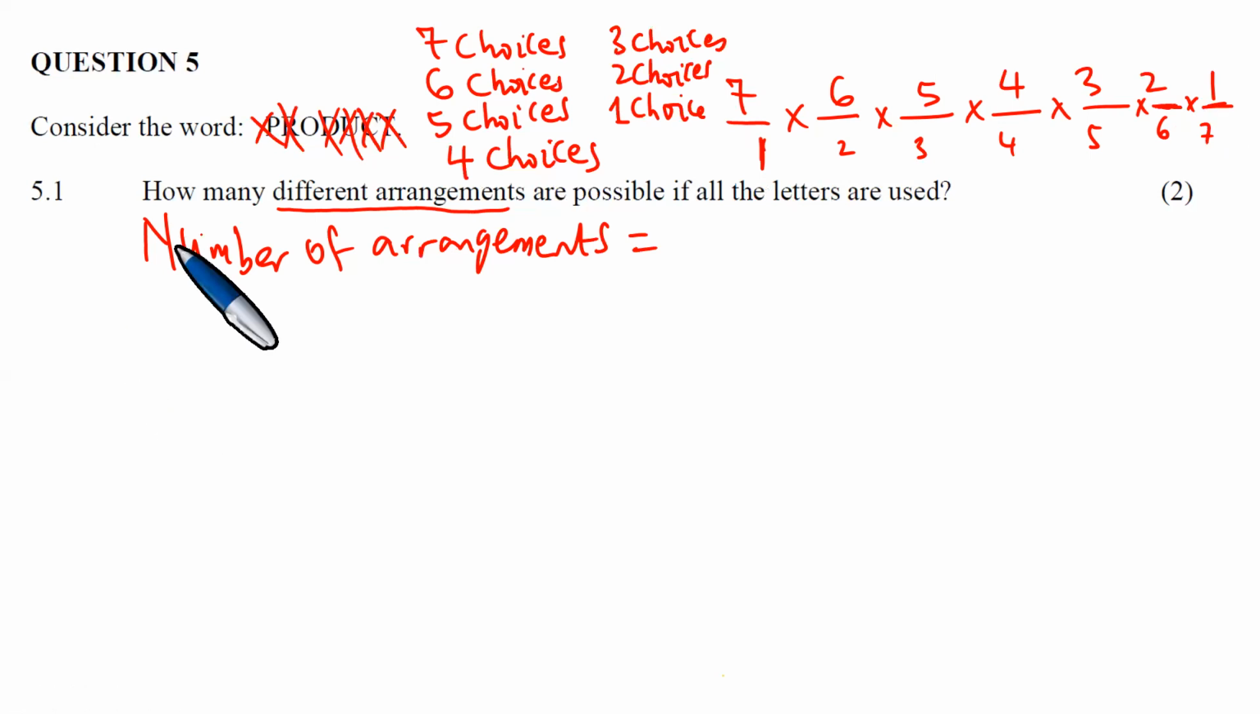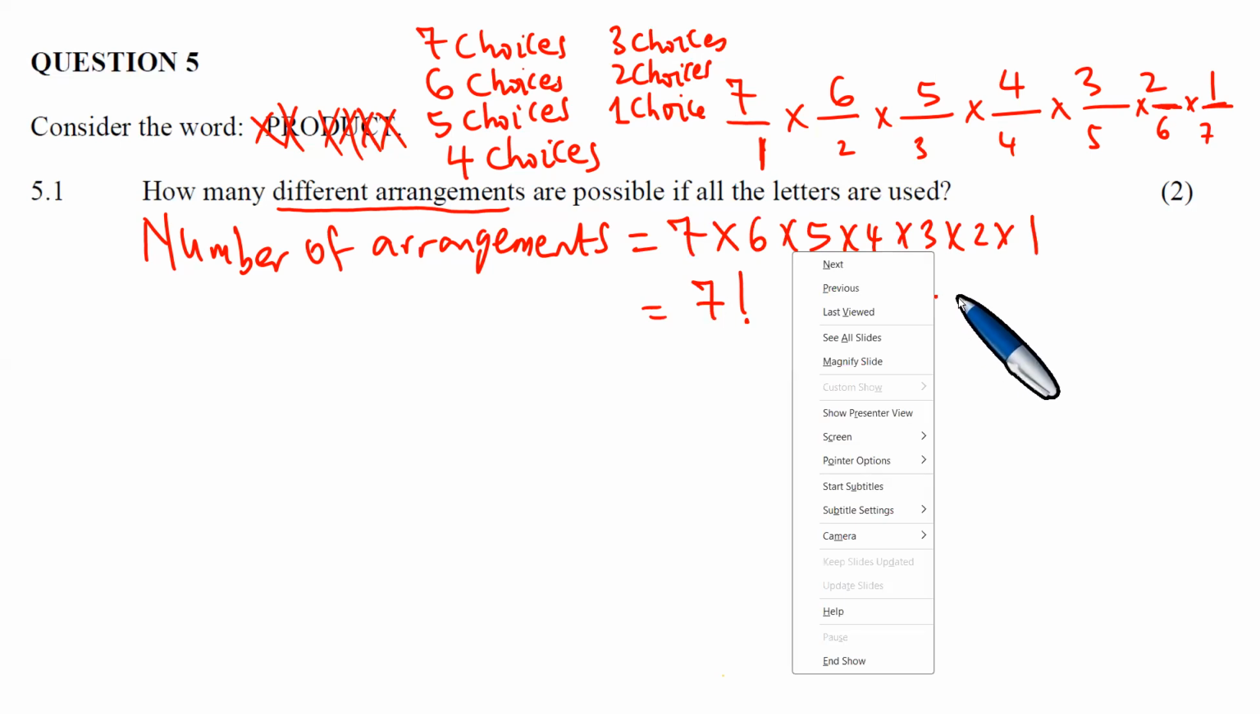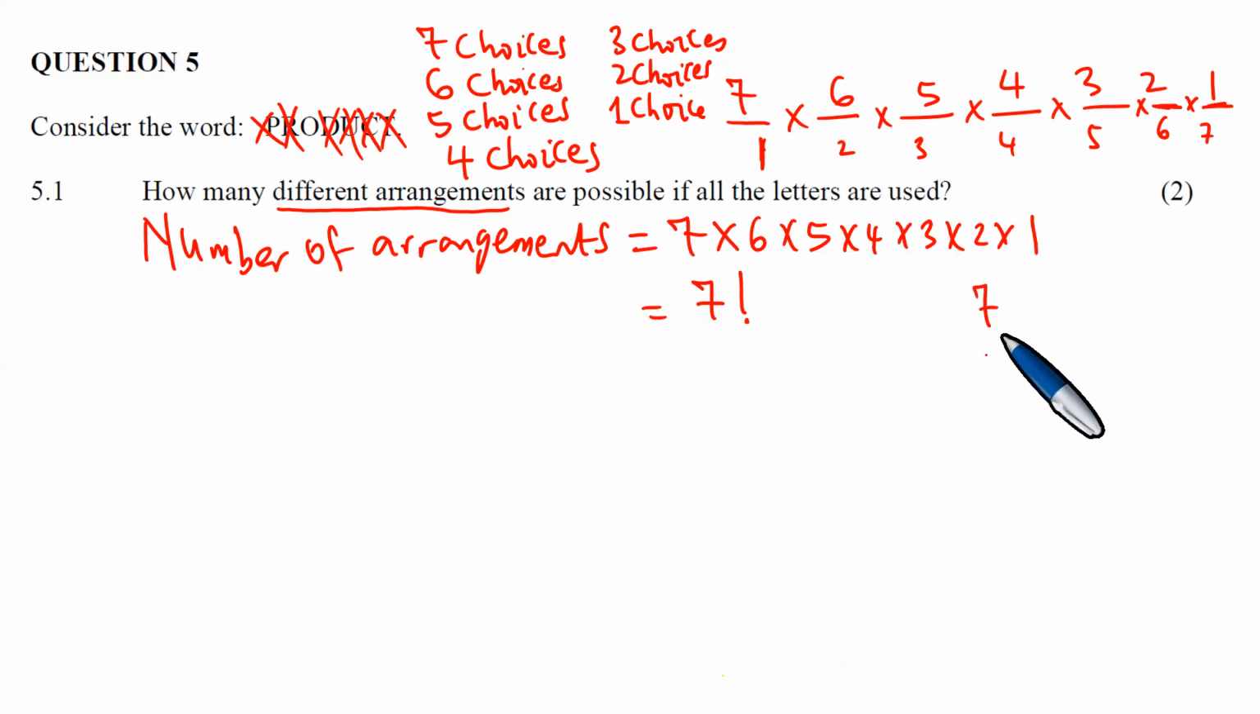So which means if they say how many different arrangements are possible if all letters are used, you have 7 choices times 6 choices times 5 choices times 4 choices times 3 choices times 2 choices times 1 choice. And therefore in mathematics, when you have 7 times 6 times 5 times 4 times 3 times 2 times 1, we say you have 7 factorial.